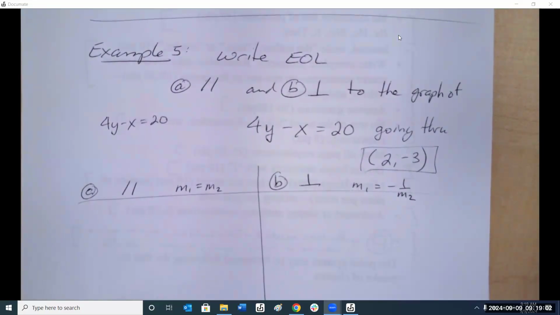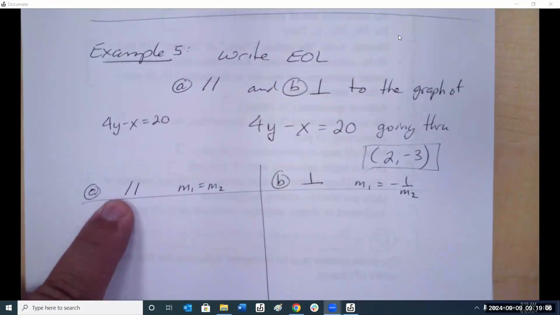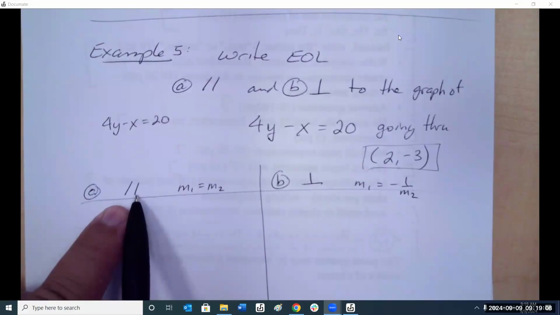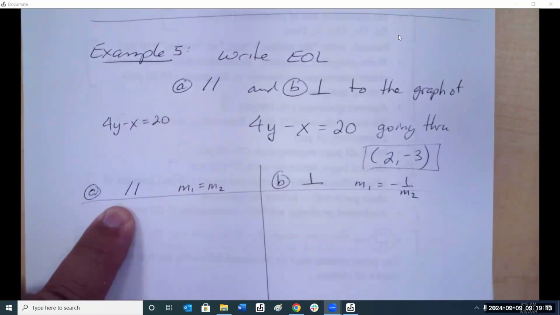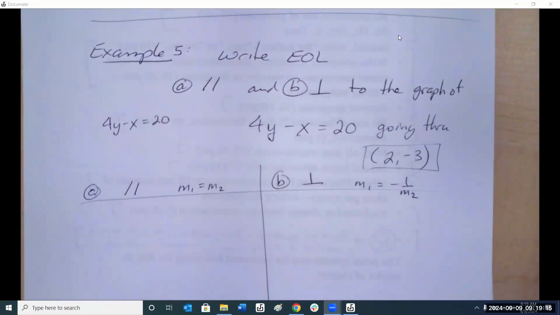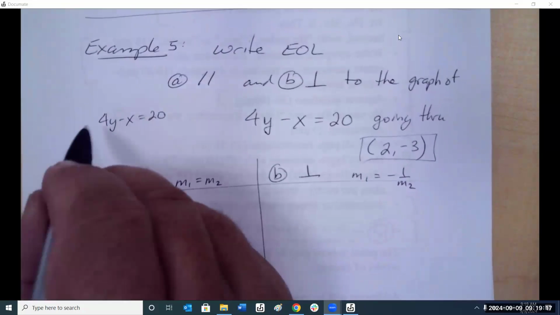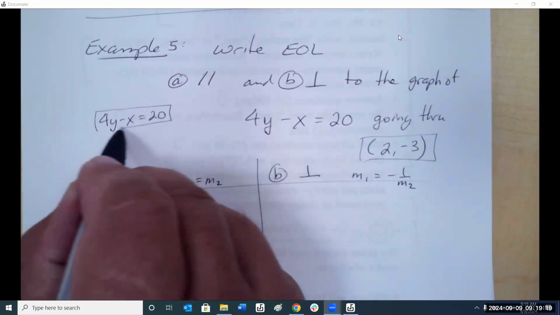I guess I'm a little bit confused. Are we finding one equation or are we finding 2 different? We're finding an equation of a line that's parallel to this one and one that's perpendicular to this one. So it is 2 separate equations. That's why it's A and B. Yes, 2 separate ones. So in other words, we have to find the slope of this first line.